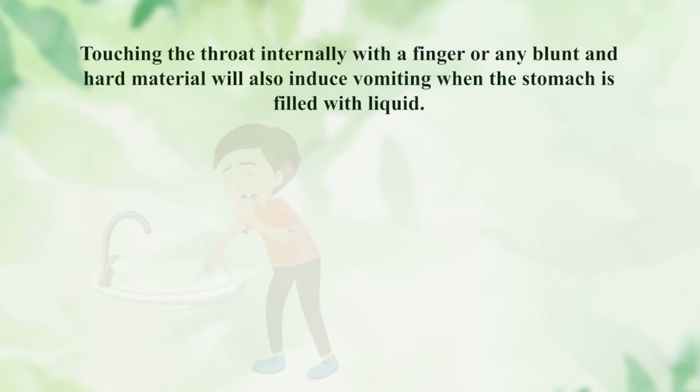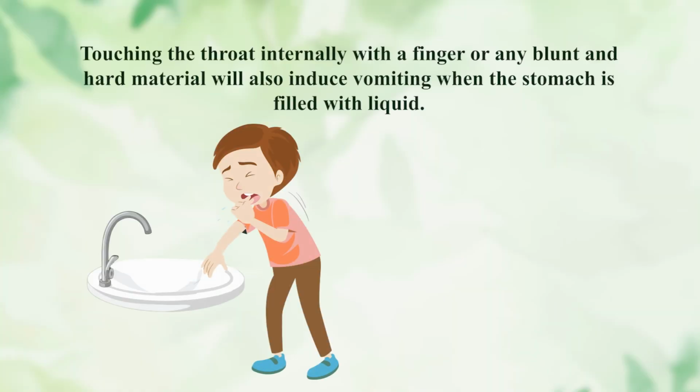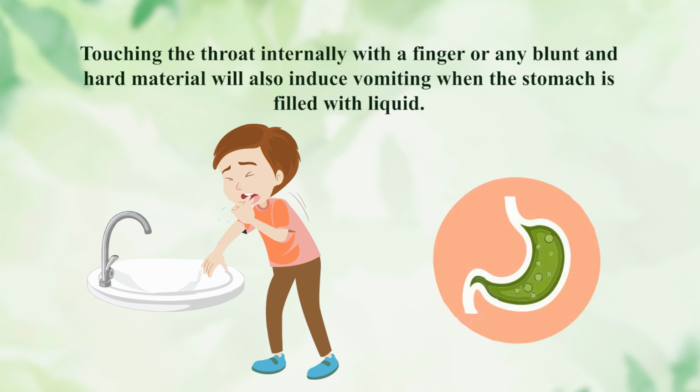Touching the throat internally with a finger or any blunt and hard material will also induce vomiting when the stomach is filled with liquid. The process must be continued till a clear liquid starts coming out, as in case of swallowed chemicals like carbon disulfide, petroleum products such as kerosene or petrol, and corrosive acids or caustic alkalis.